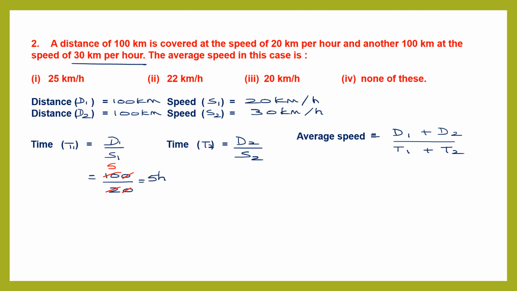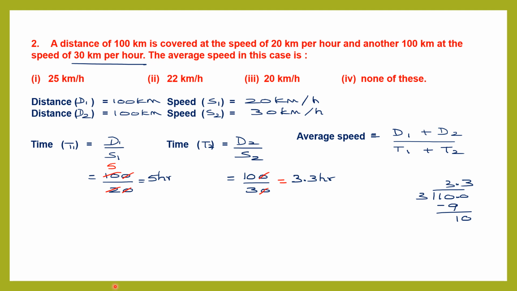Now time 2 also let's calculate. Time 2, distance 2 is again 100 and here it is 30. So let's cancel. We can only cancel the zeros. 10 divided by 3. So let's divide 10 by 3 and see what we get. 3 threes are 9 minus and then we have 1 here. So you can carry on. So write 0, 3. Can you see this goes on and on? So we can say this is 3.3 hours.